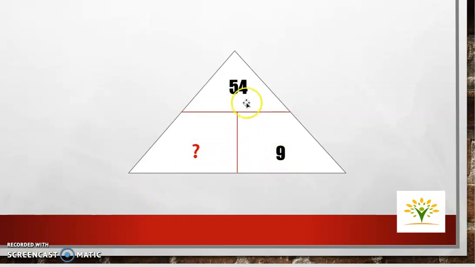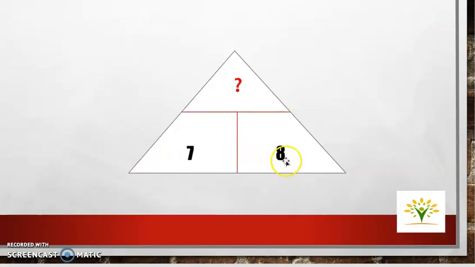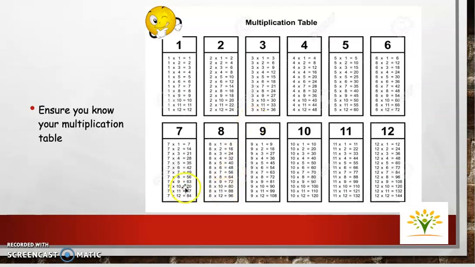What times 9 will give you 54? Do you know? Okay, so let's look at our multiplication table now. Earlier on, we said 7 times 8 will give me what? 56. Great. And you can see it here. 8 times 7 is 56 as well, right? 7 times 8 is 56. 8 times 7 is 56. Great.